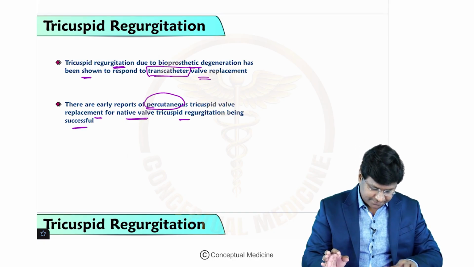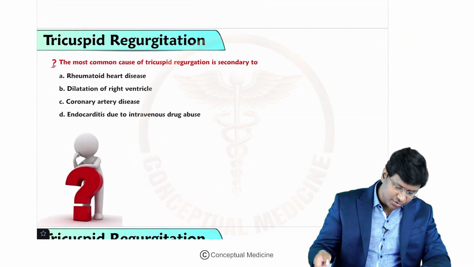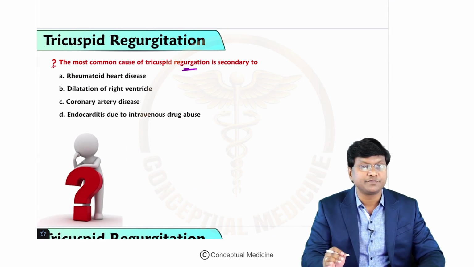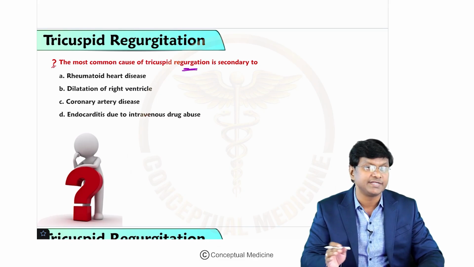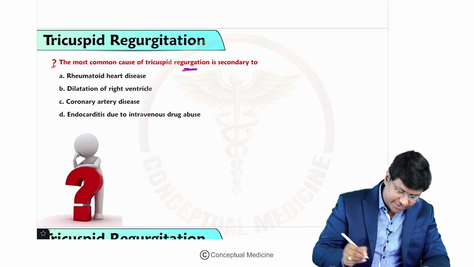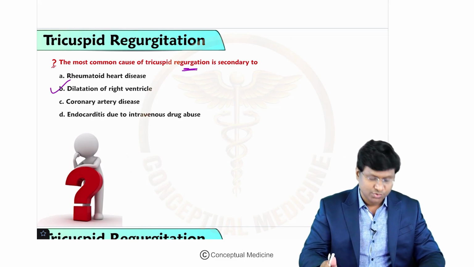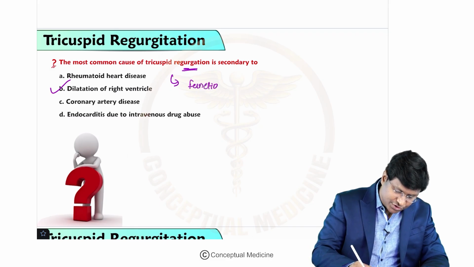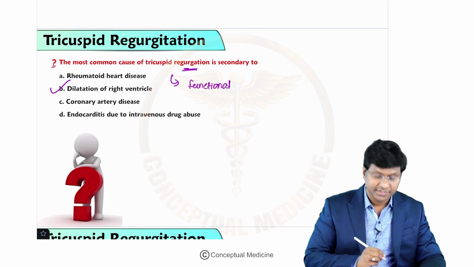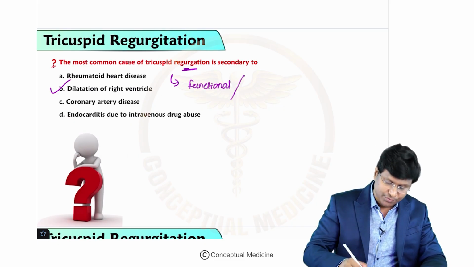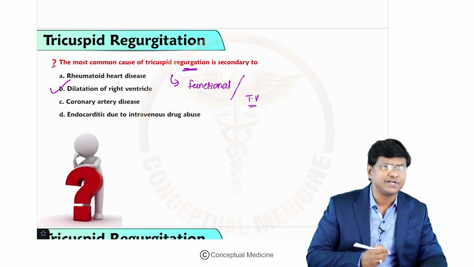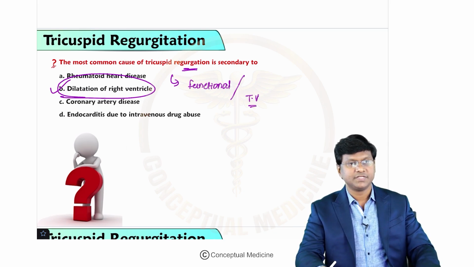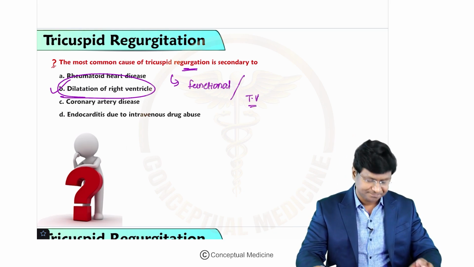Okay. Now, you see a question. The most common cause of tricuspid regurgitation is secondary to rheumatoid heart disease, dilatation of right ventricle, coronary artery disease, endocarditis due to IV drug abusers. So, that is due to dilatation of the right ventricle. So, this tricuspid regurgitation, let me tell you, you can have either functional tricuspid regurgitation, right, and it could be due to pathology in the tricuspid valve itself. Functional tricuspid regurgitation is what? That is nothing but your dilatation of the right ventricle, right? That is what is your functional tricuspid regurgitation.